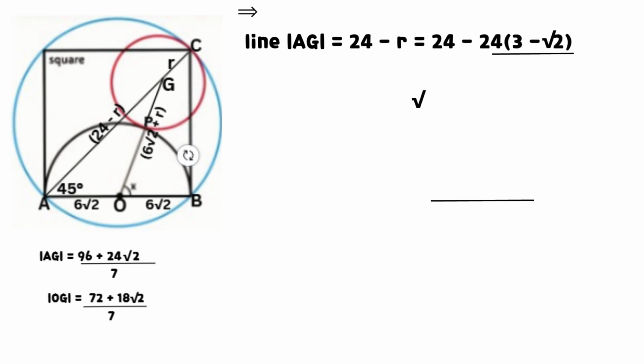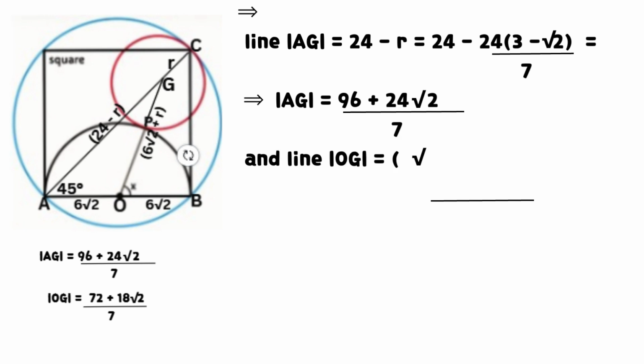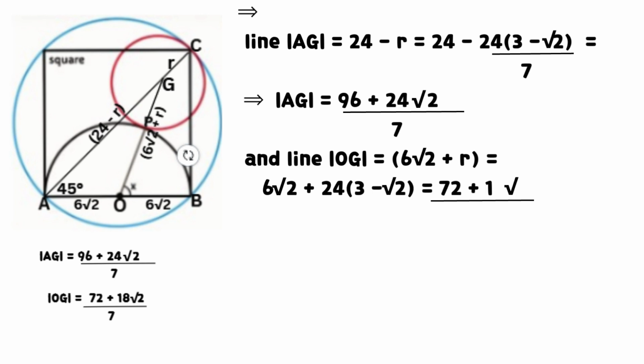This implies that line AG equals 24 minus small r, which equals the sum of 96 and 24 times the square root of 2, all divided by 7, in centimeters, after simplification of substituted values. Also, line OG equals the sum of 6 times the square root of 2 and small r, which equals the sum of 72 and 18 times the square root of 2, all divided by 7, in centimeters, after simplification of substituted values.